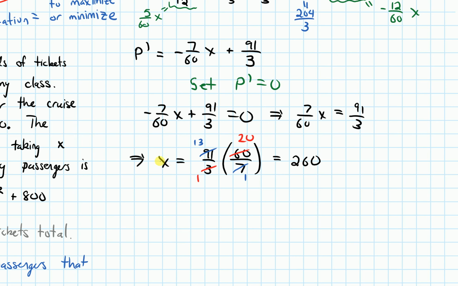But remember that this question also wanted y. It wanted the combination of passengers. We just have the number of passengers associated with x. Okay, so we need to figure out y still.